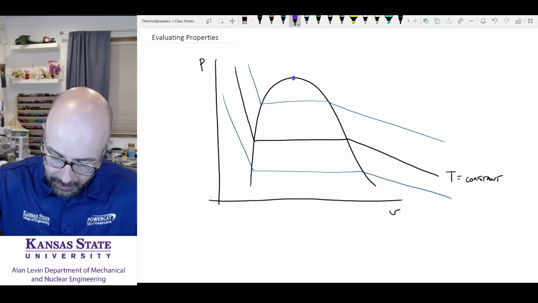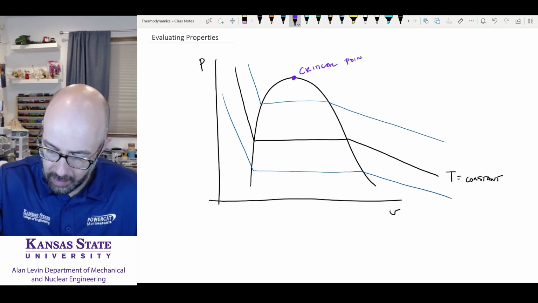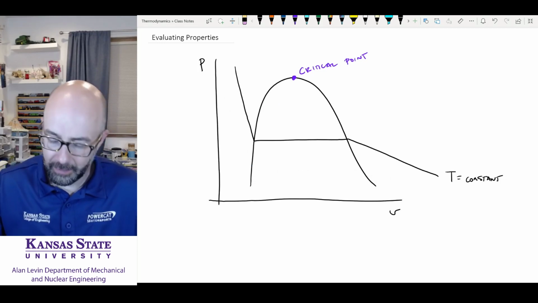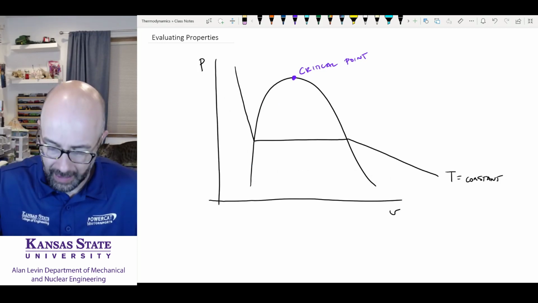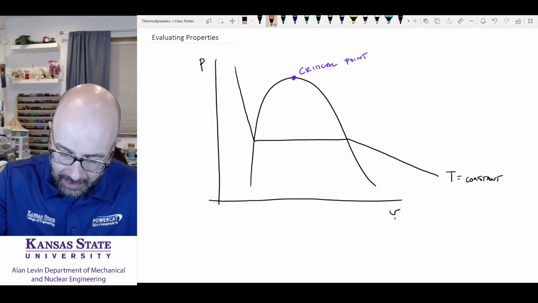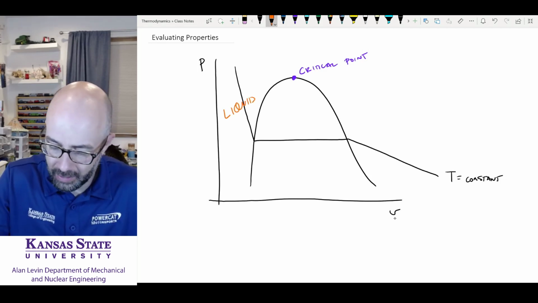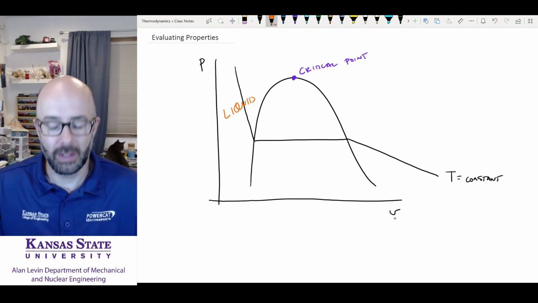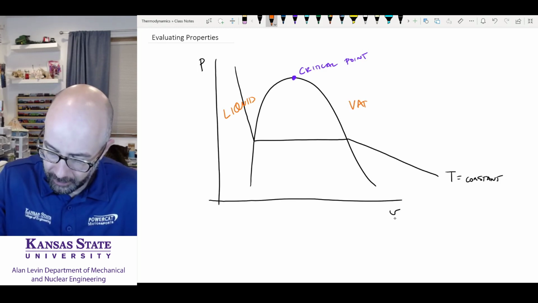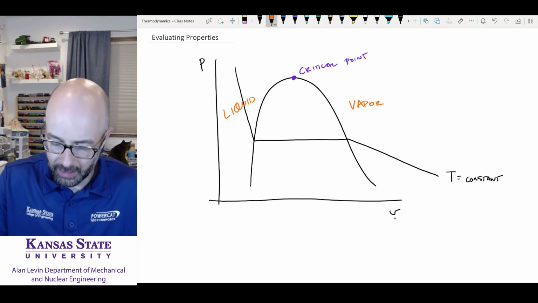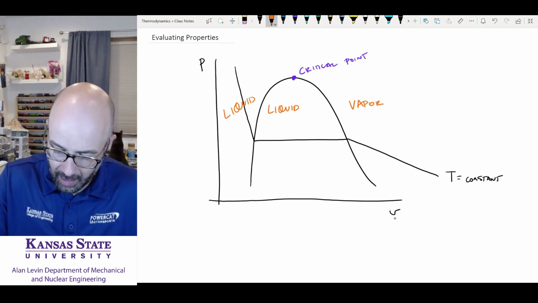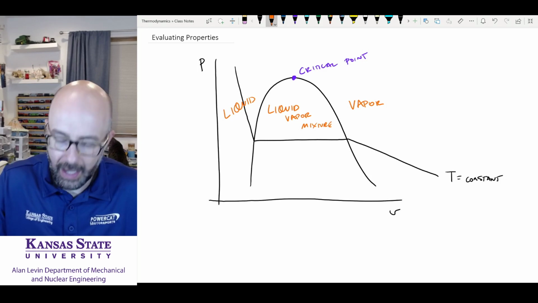On the top of this dome right here, this is our point. This is called our critical point. And what I'm going to say here is that everything over on this side of our diagram is going to be a liquid. This is our liquid region over here. Everything to the left of the critical point is liquid. To the right of the critical point is a vapor. And underneath that vapor dome is going to be a liquid vapor mixture. That is what we have to talk about.